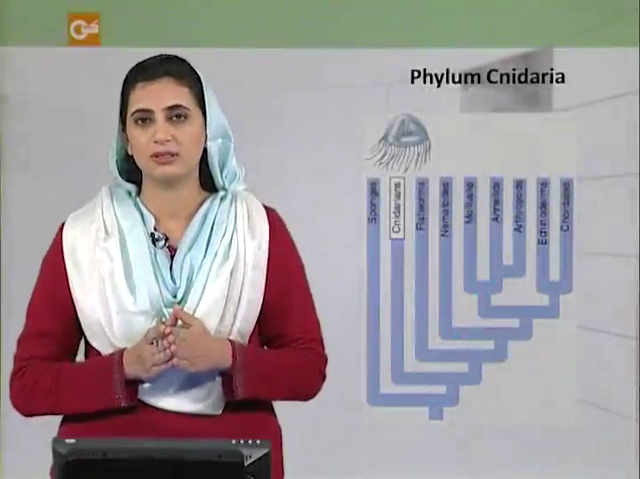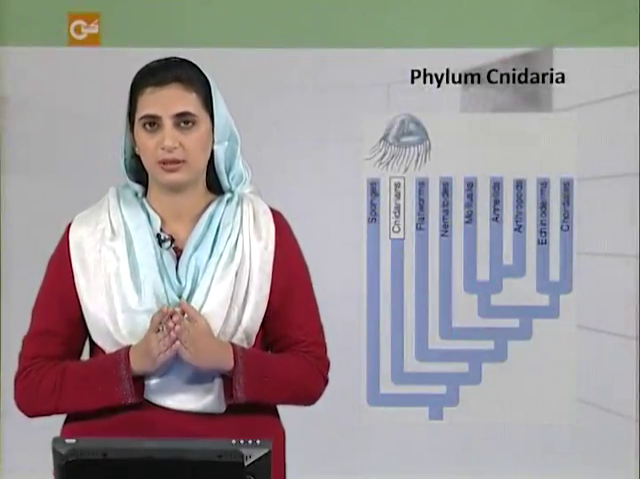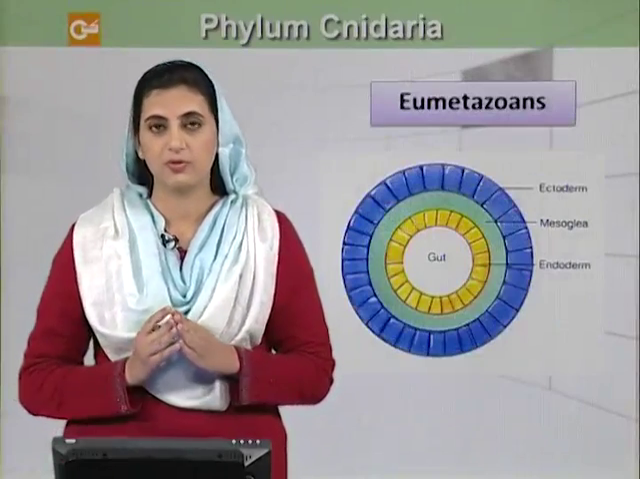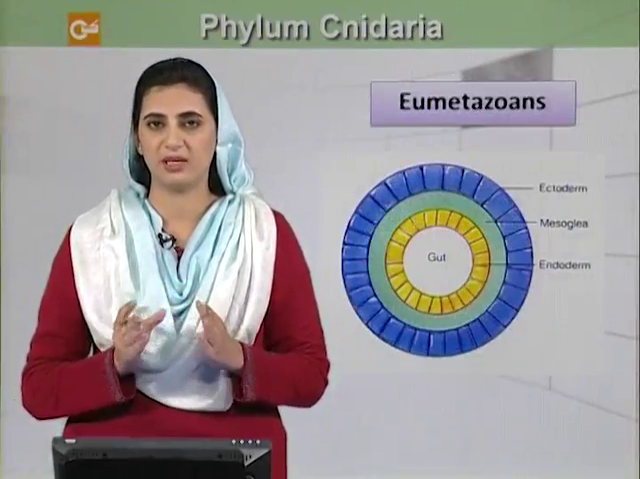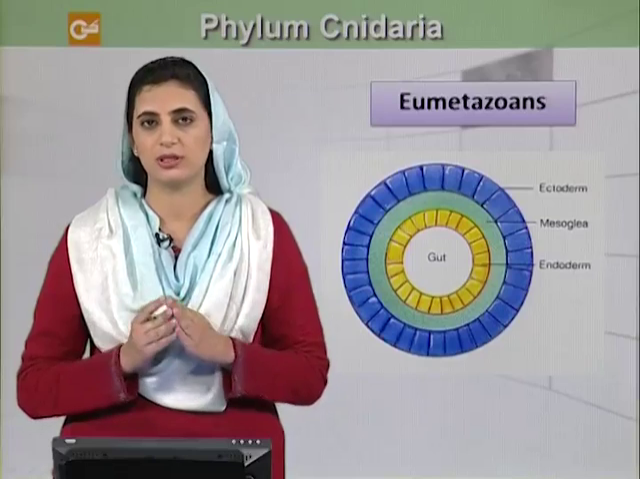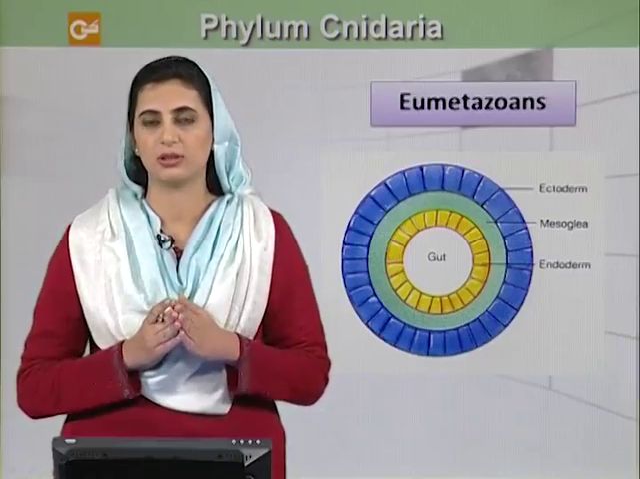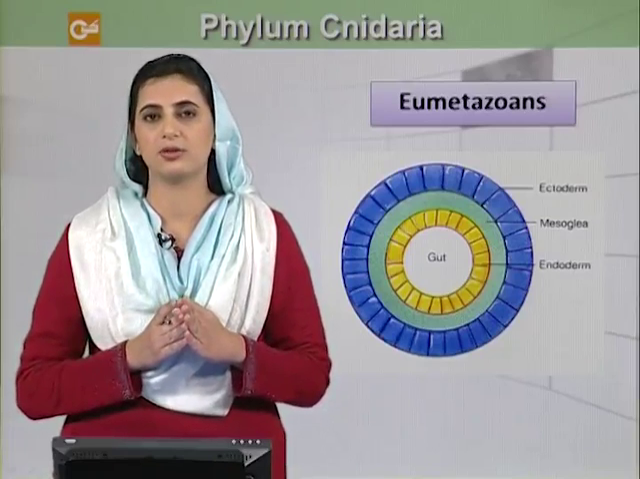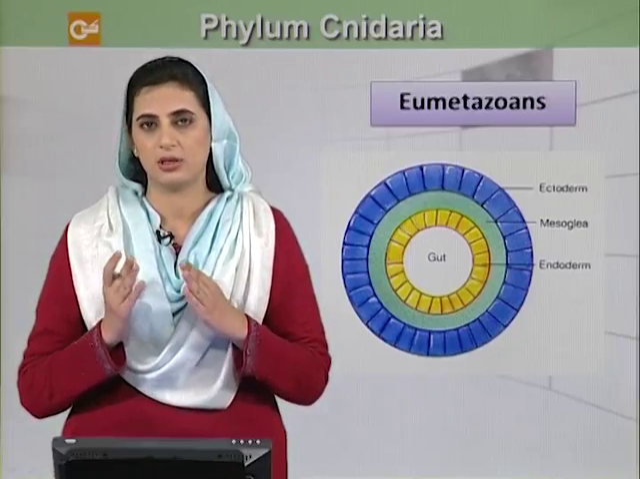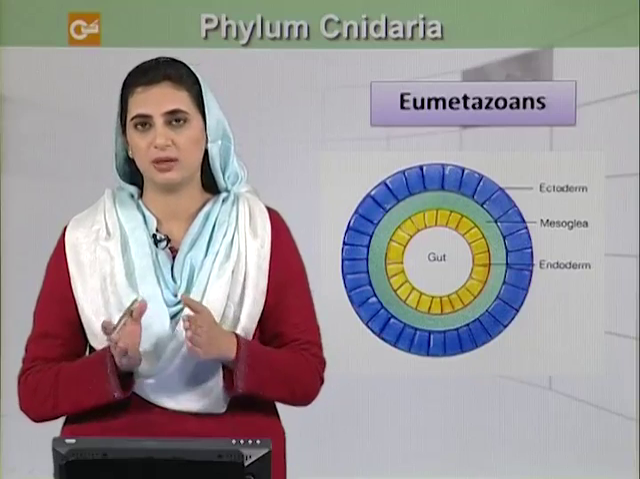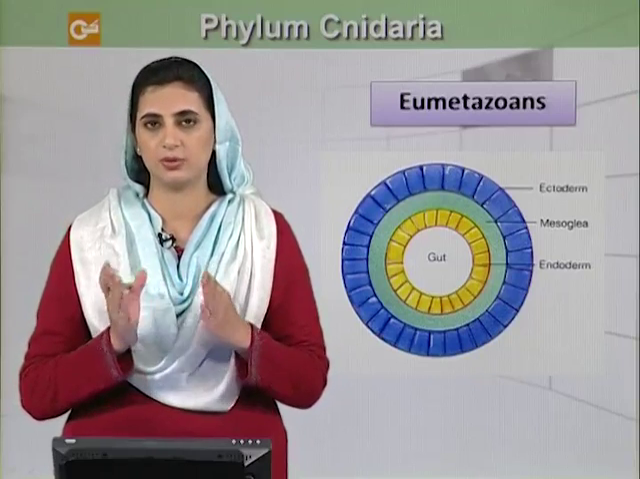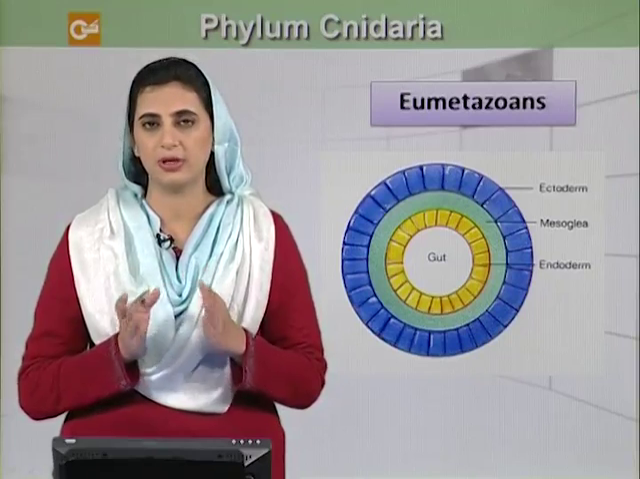In this module, we will study the next phylum, which is Cnidaria. Before going into the detail of phylum Cnidaria, we will first look into the organisms which are known as eumetazoans. Eumetazoans are those animals which have a true tissue organization in them, and they have two body layers during their embryonic development.